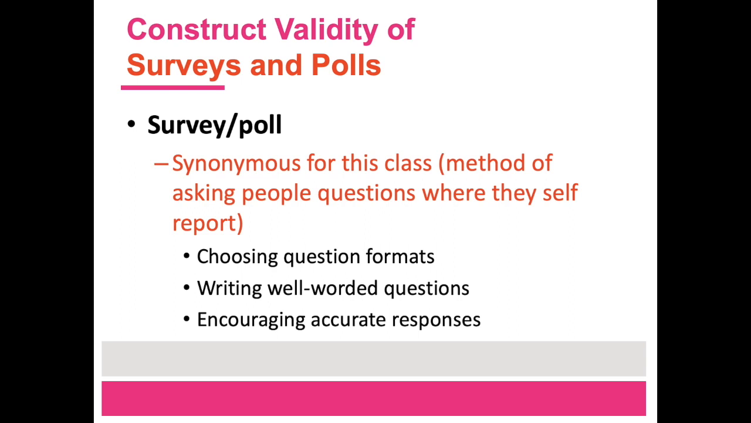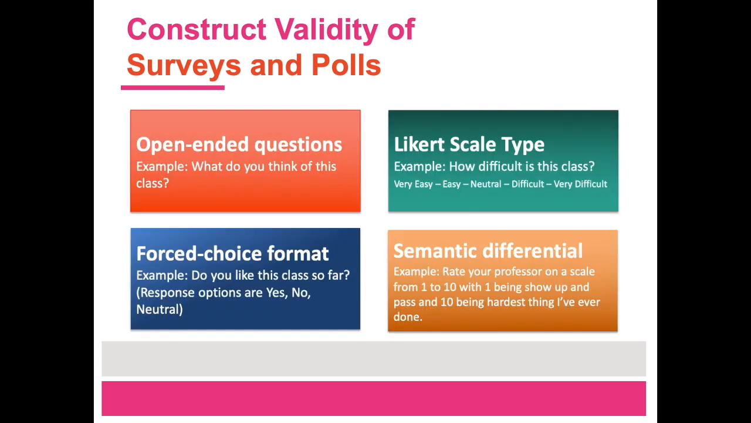So with surveys and polls, we're going to talk about choosing question formats. There are different ways that you can format your question. Second is writing well-worded questions, which can be more challenging than you might think. And third is encouraging accurate responses. So first, when we're talking about choosing question formats, there are 4 types that the book goes into.